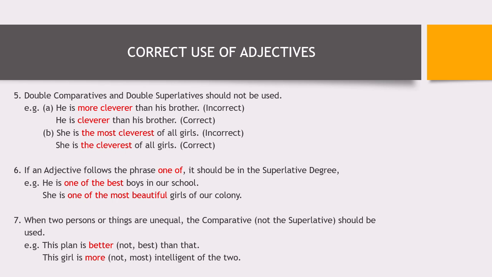7. When two persons or things are unequal, the comparative, not the superlative, should be used. For example, this plan is better, not best, than that. This girl is more, not most, intelligent of the two.